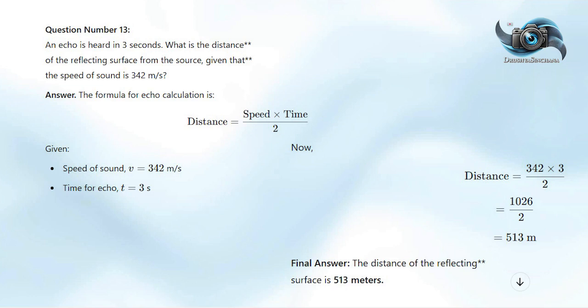Now, distance equals 342 multiplied by 3 divided by 2. Distance equals 1026 divided by 2. Distance equals 513 meters. Final answer. The distance of the reflecting surface is 513 meters.